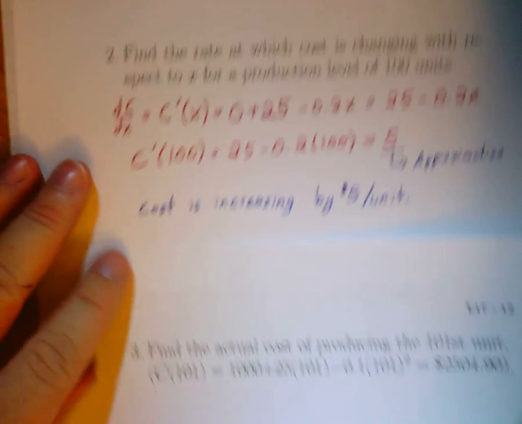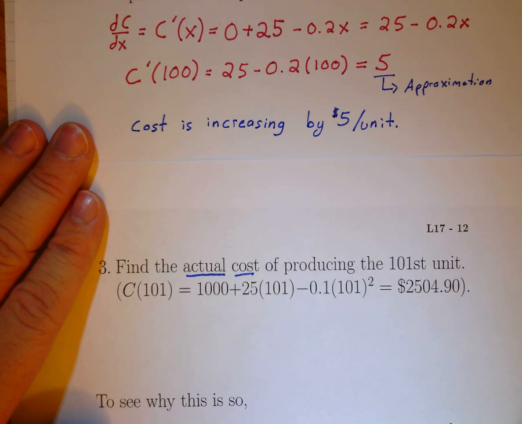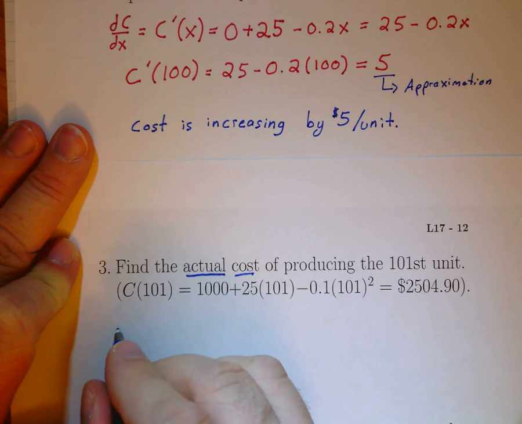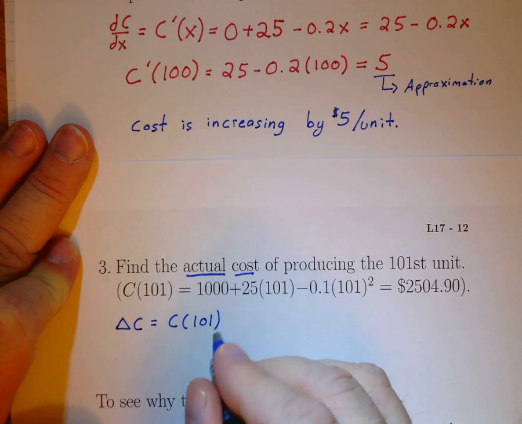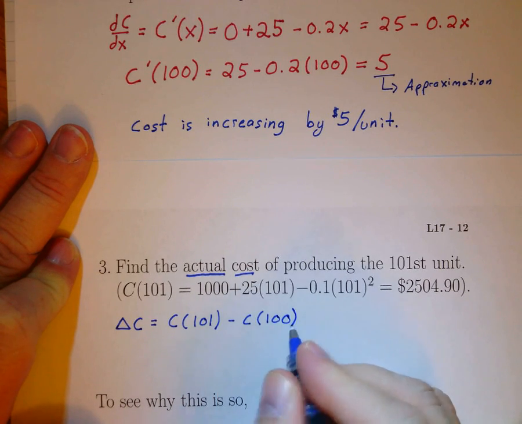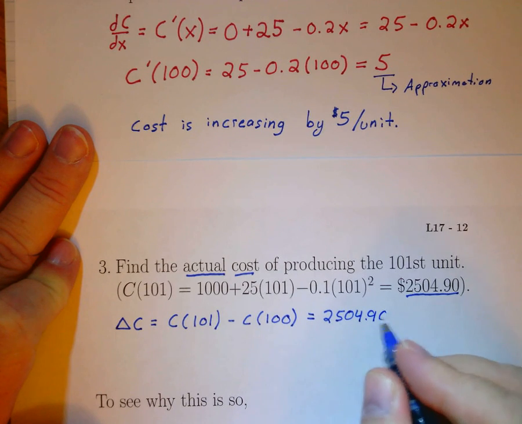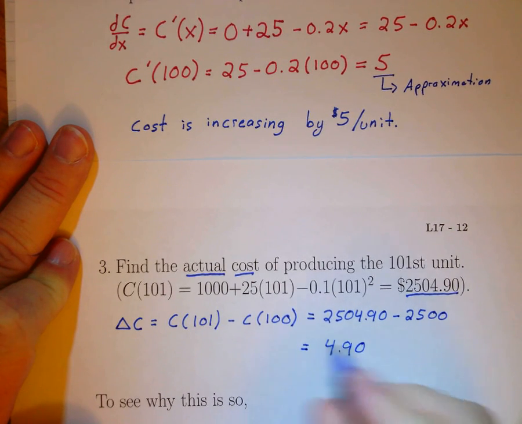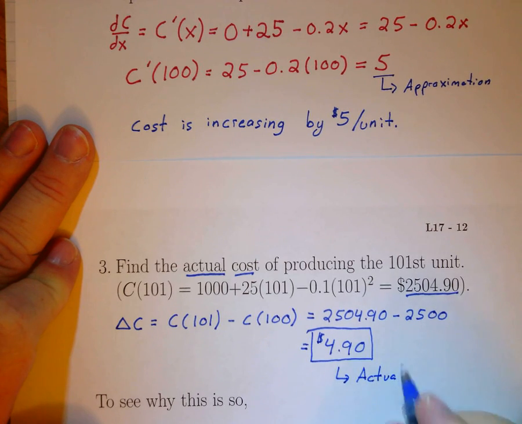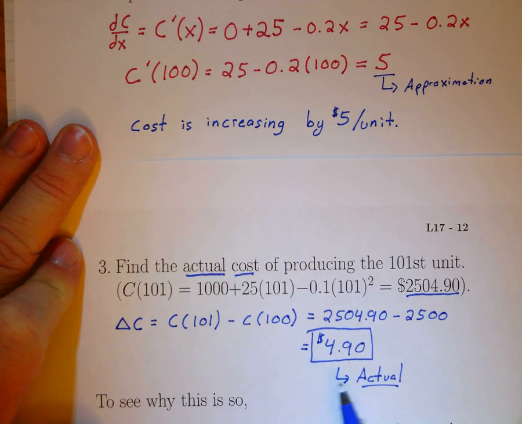Now if we were to figure out the actual cost, and for notational purposes we typically use delta C for the actual change. So the actual cost is going to be C of 101 minus C of 100, which is equal to, and again I did this calculation for you, $2,504.90 minus 2,500, which is equal to $4.90. Now this is the actual change. You can see that the approximation of $5 is pretty good. $4.90 is the actual change.